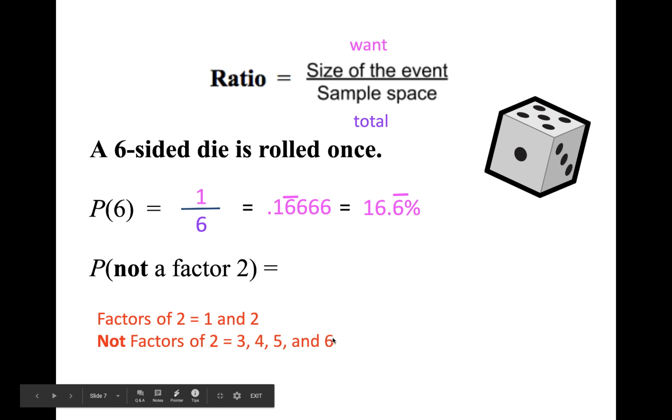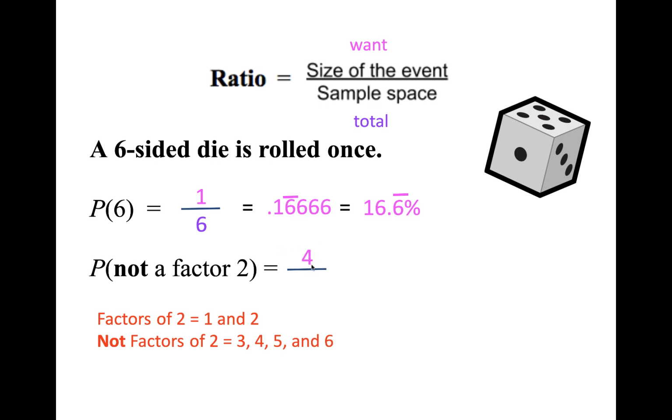Remember, multiples are what we get after we multiply. So with that said, I'm looking for not a factor of 2. How many not factors of 2 do I have here? 1, 2, 3, 4. What I want, not factors of 2, 4 represents that, over what's the total number of outcomes when you roll a die? What's the sample space? 6. I could roll a 1, a 2, a 3, a 4, or 5, or a 6.